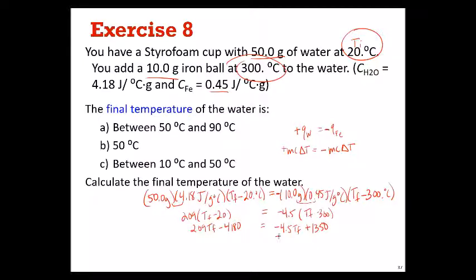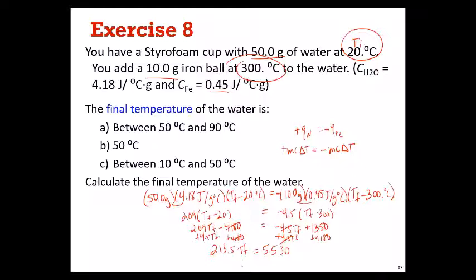So I'm going to move this over, add the 4.5 TF to both sides. Just like in algebra, that cancels. Then I would add this to both sides. That cancels. So then I end up with 209 plus 4.5, this is 213.5 TF equals the much larger number over here on this side. This is 5,530. Divide, and you get your temperature.